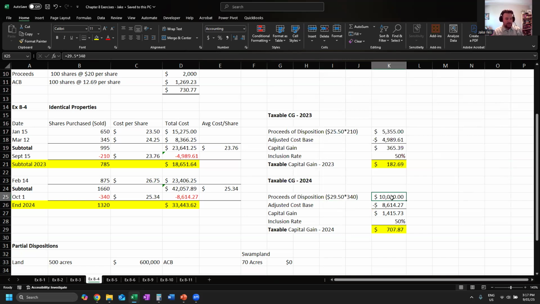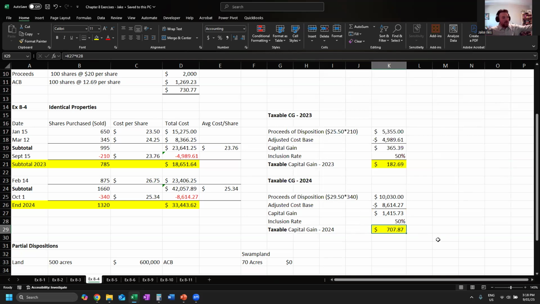At $29.50, we sold 340. So someone gave us $10,000. $8,600 was our cost base. So our capital gain was $1,415. Our inclusion rate, 50%, which means we are going to report a taxable capital gain of $707.87, $708 if you want to round.